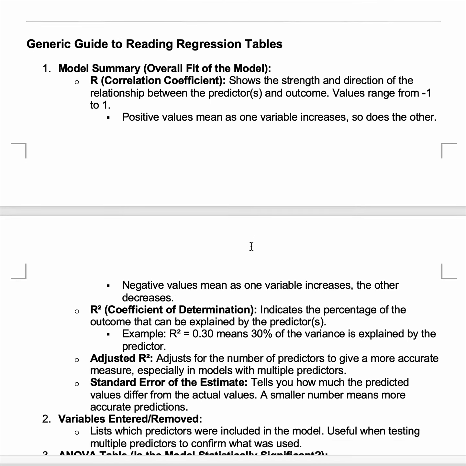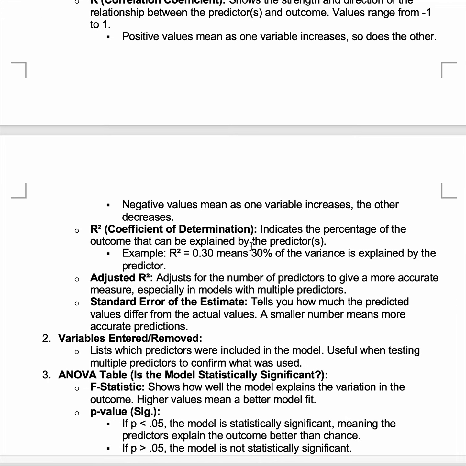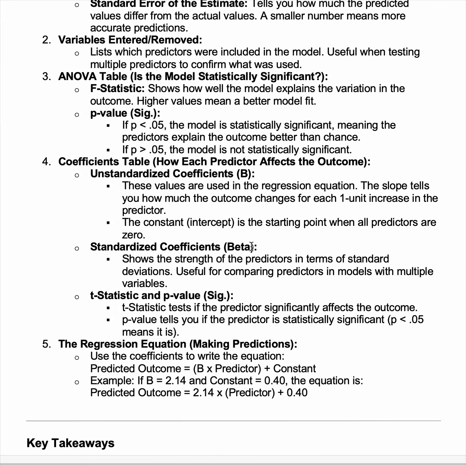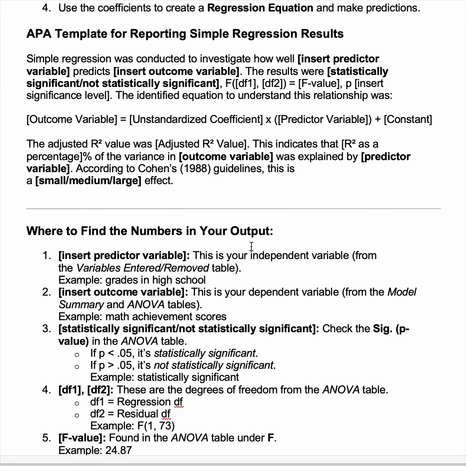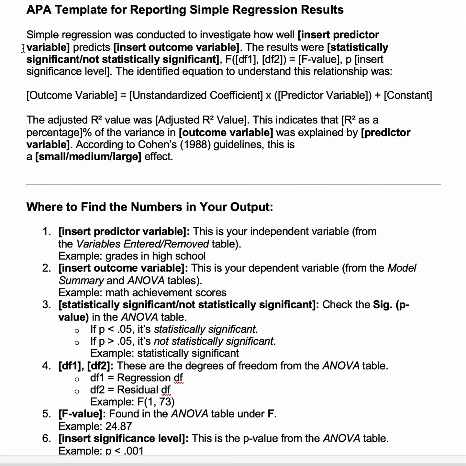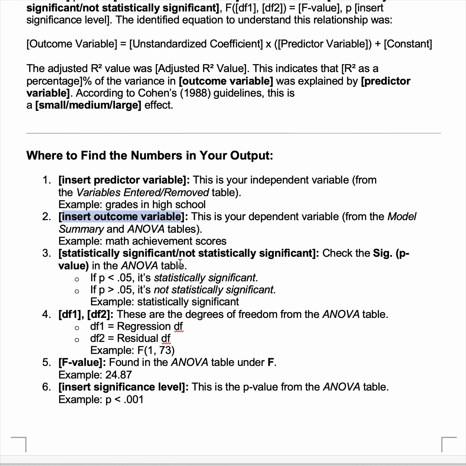This guide I have here also reinforces how you would read the table that I just walked through, so I'm not going to walk through it again. Here is the APA template for how you would fill in the write-up, and this walks you through it. If I'm looking for my predictor variable, that is my independent variable. If I'm looking for my outcome variable, that is my dependent variable.